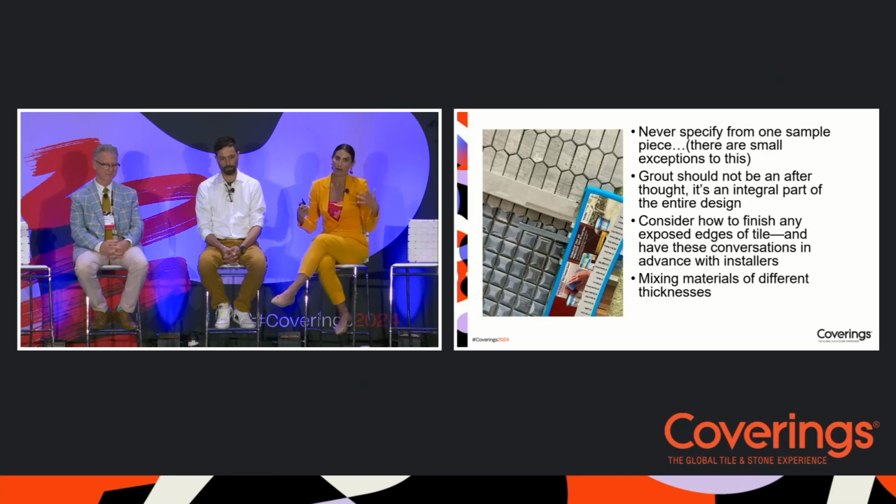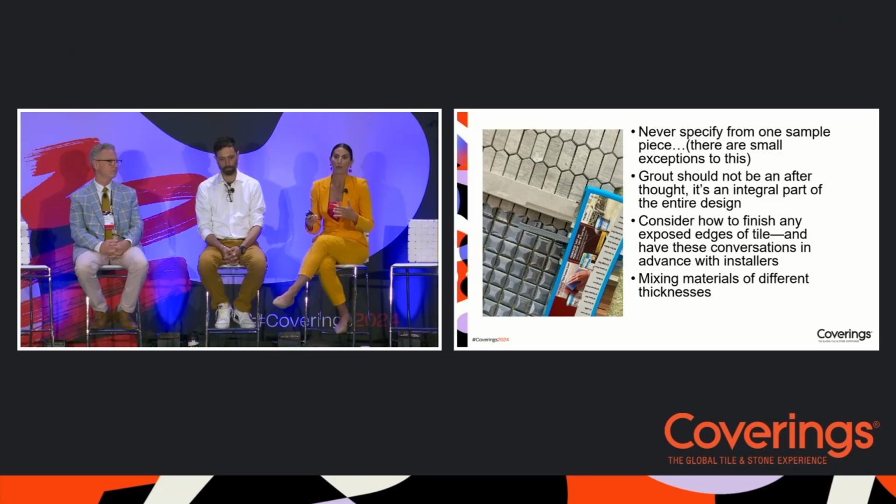Couple of things always from the beginning when we are specifying, whether it's for clients and projects: never specify from one sample piece. I feel like there are certain types of tile you can do that with, but as tile gets bigger, we're specifying panels and slabs, we're doing wood porcelain planks, things that have variation.